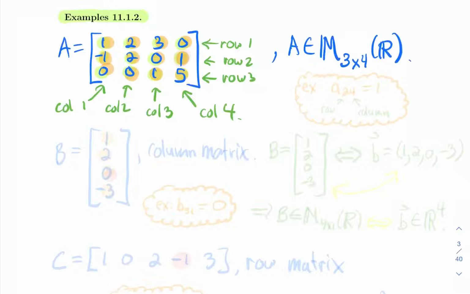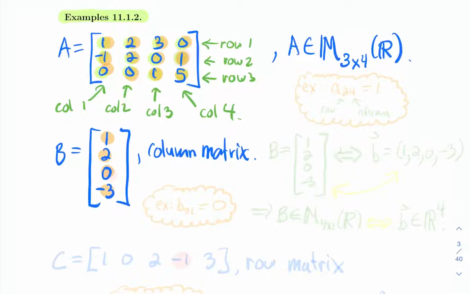All right, here's another example. Suppose B is the matrix 1, 2, 0, minus 3. That's an example of a matrix with only one column, where the entries are 1, 2, 0, and minus 3. So that's an example of a column matrix.